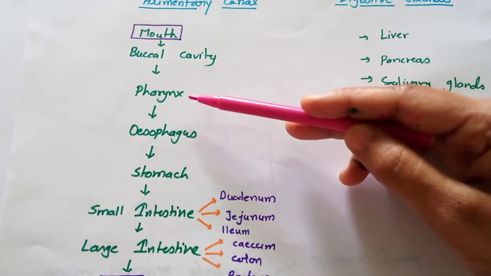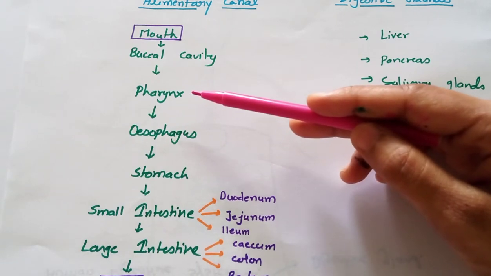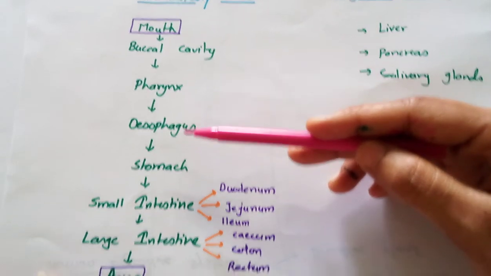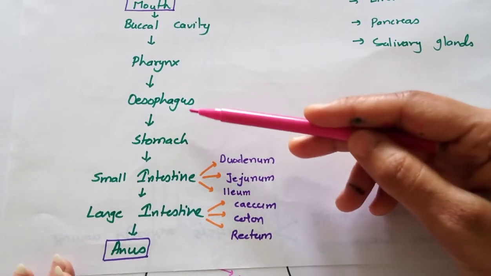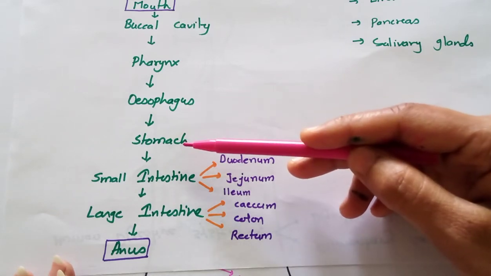And then it opens into the pharynx. It is also a pipe. It is a common passage of the nasal cavity and buccal cavity. The pharynx opens to the esophagus. It is a long pipe. It crosses the diaphragm, and then the esophagus enters the stomach.